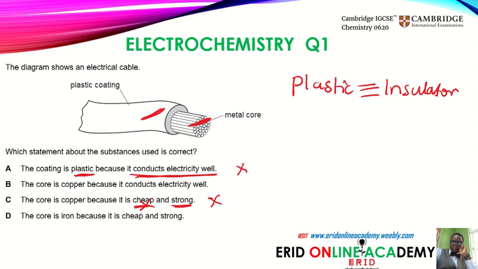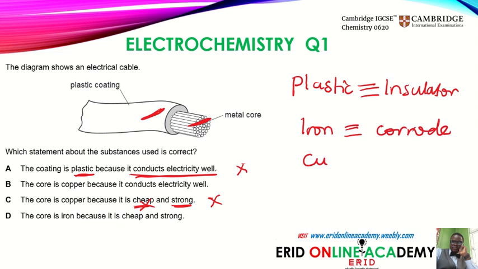Then let's consider D so that we can choose the most appropriate option. The core is iron because it is cheap and strong. Well, iron is strong, but it may not be cheap really. But why is iron not used for electrical wiring? It can conduct electricity, but for other properties, iron can rust. So iron can corrode.